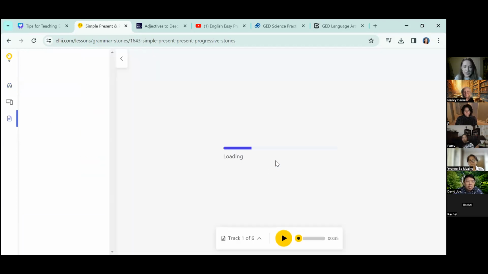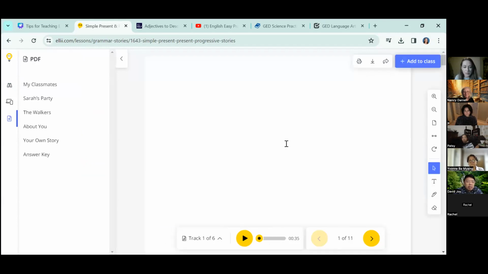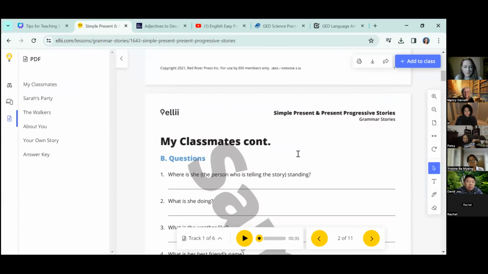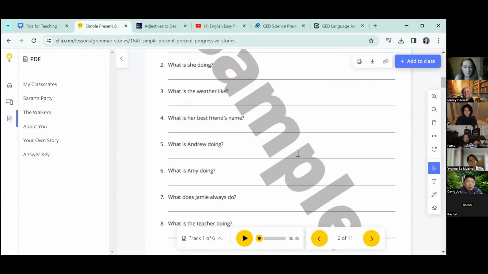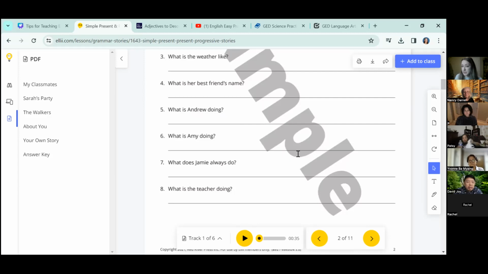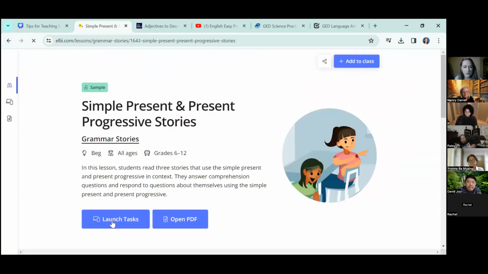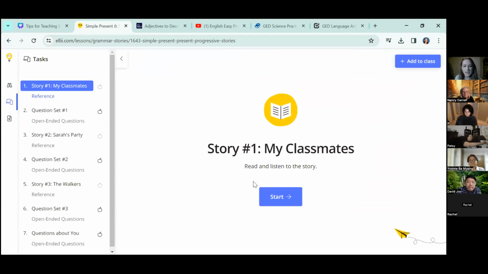The PDFs really are just printable versions of the virtual activities. But if you are not the most tech savvy person, something I like to do is print the PDF of the lesson for myself as the teacher so that I have something printed in front of me that I can read from. And then I may have the virtual lesson pulled up for my students. So the virtual lesson, let me show you what that looks like.